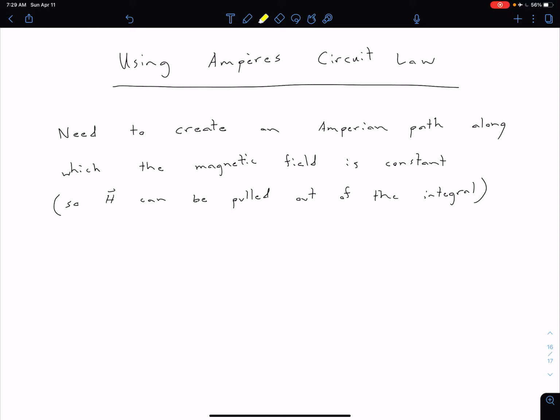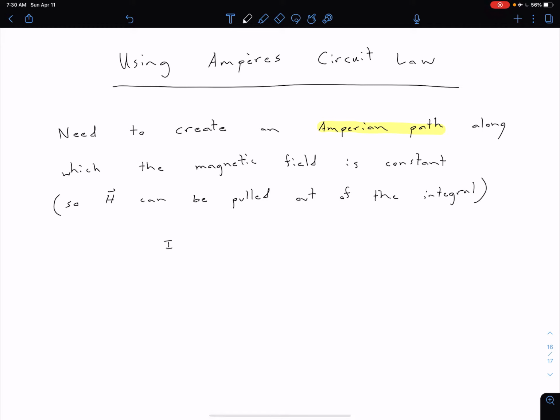So when we're using Ampere's Circuital Law, the first thing that we want to do is to create something called an Amperian path. And so of course, as you might recognize, this is similar to a Gaussian surface. And along this Amperian path, we want our magnetic field H to be constant. The reason is we want to be able to pull that H expression out of our integral. So we're thinking about that integral form we saw in the previous video.